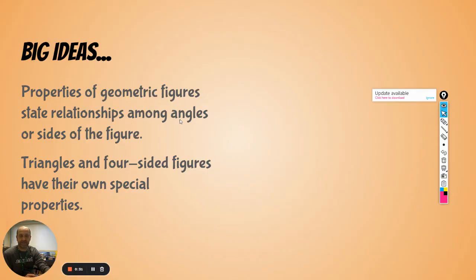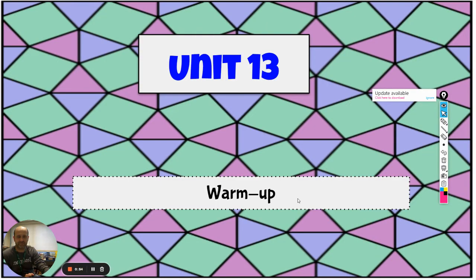So the big ideas are the properties of geometric figures, shapes. We're going to know the properties of geometric figures. We're going to talk about the relationships among angles and sides in each figure. And then we're also going to talk about how triangles and four-sided figures have their own special properties, which we'll go through. It's a lot of stuff that's not in context right now, so it doesn't make a ton of sense, but I'll make it make sense. Okay, so let's get into our warm-up. This is us looking back at the stuff that we should know to get started on this.